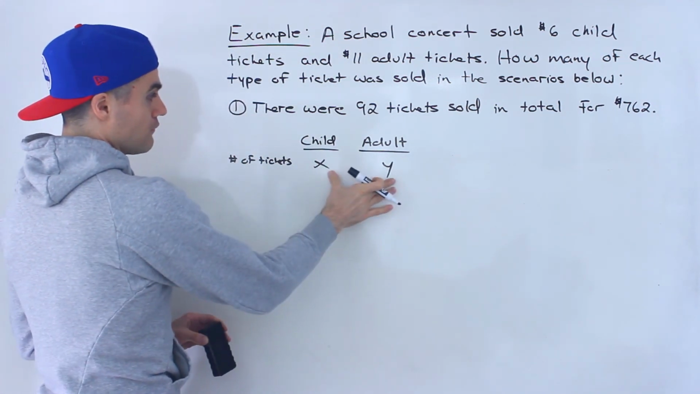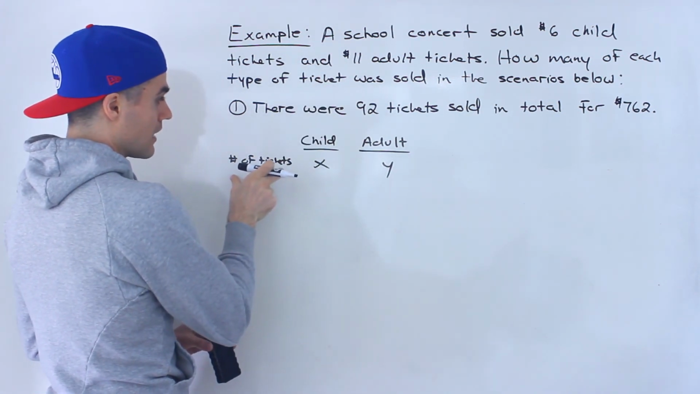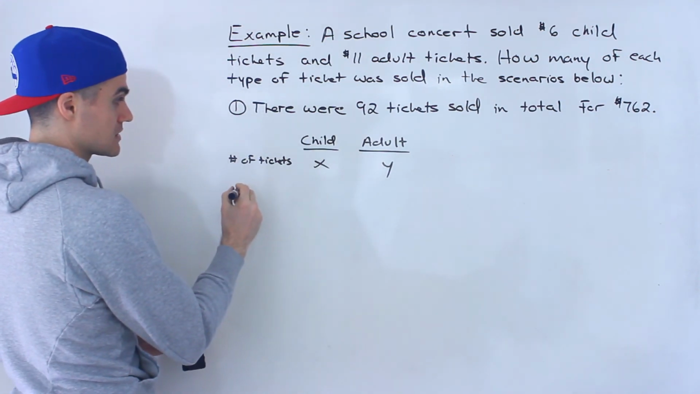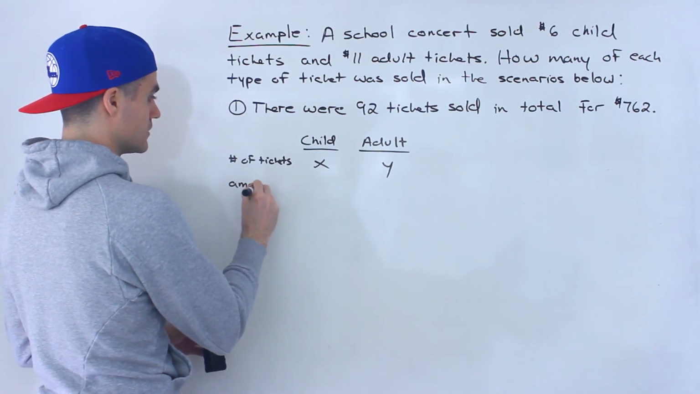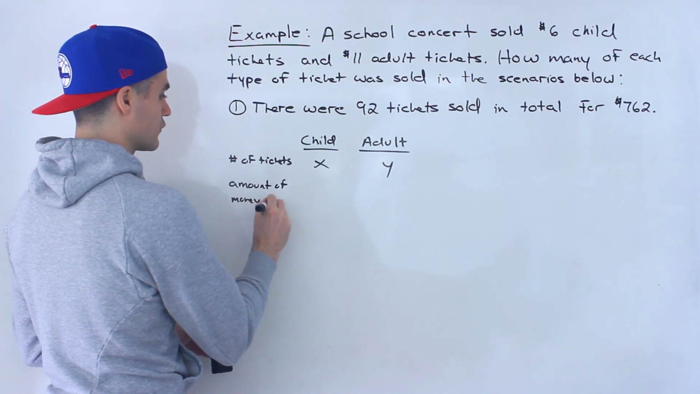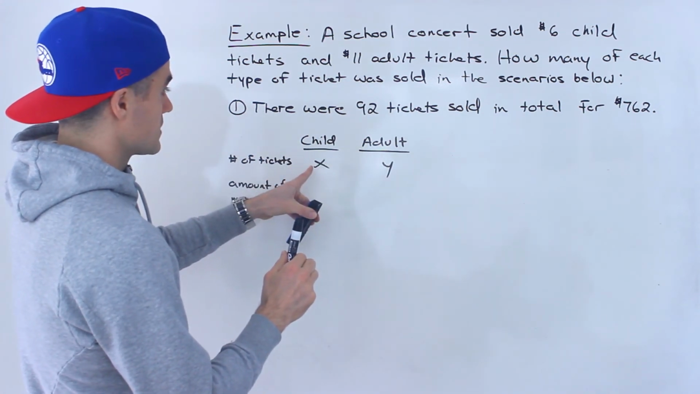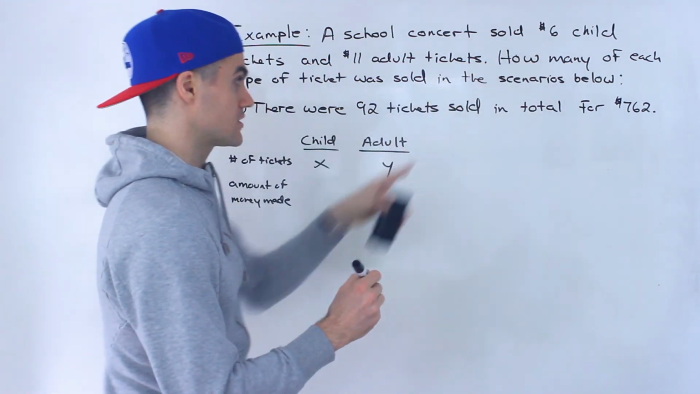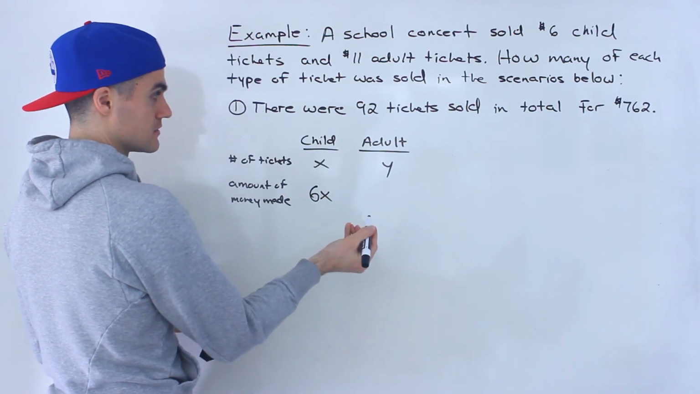Now, we got variables here. Notice that we can also, with the information, create expressions for the amount of money that's made from each type of ticket. So let's just call it the amount of money made from the sales. So in terms of the child tickets, if we sold X number of tickets and each of them is $6, then the total amount of money made from the child tickets would be 6X.